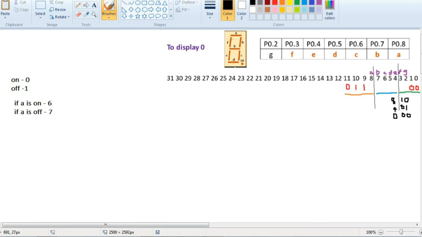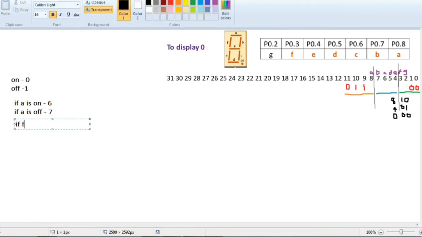Now let's see, if F is on, let's make the observations here. If F is on, it is 1 0 0, that means it's 8. And if G is on, the ending digit will be 4. If both F and G are on, it's important that you write on, that means it's 0.